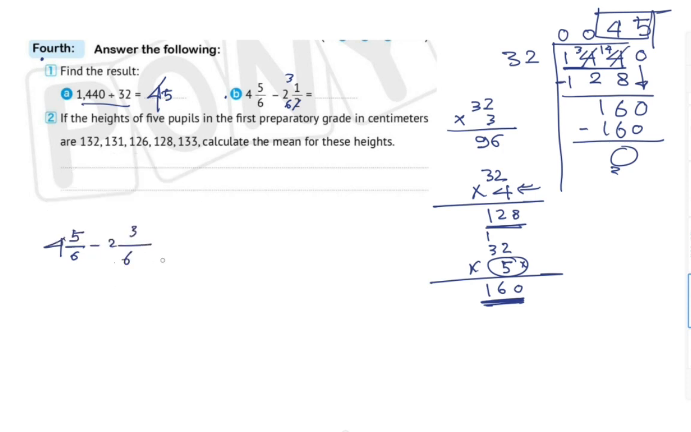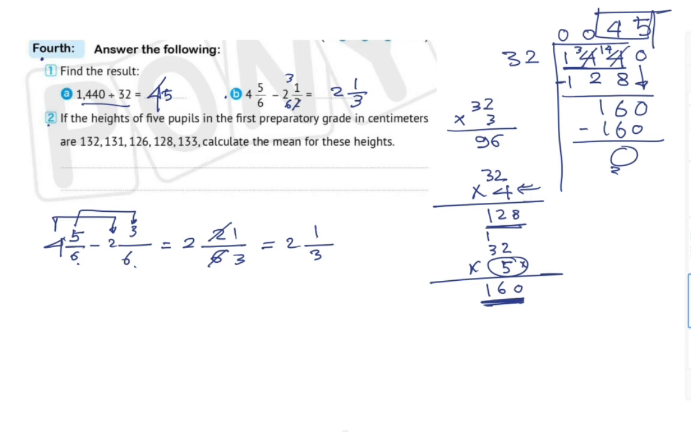3 over 6. Now you can subtract 4 minus 2 as 2 with a denominator of 6, and 5 minus 3 equals 2. But I can simplify 2 over 6 by dividing by 2, which equals 1 over 3. So this will be 2 and 1/3. 2 and 1/3.